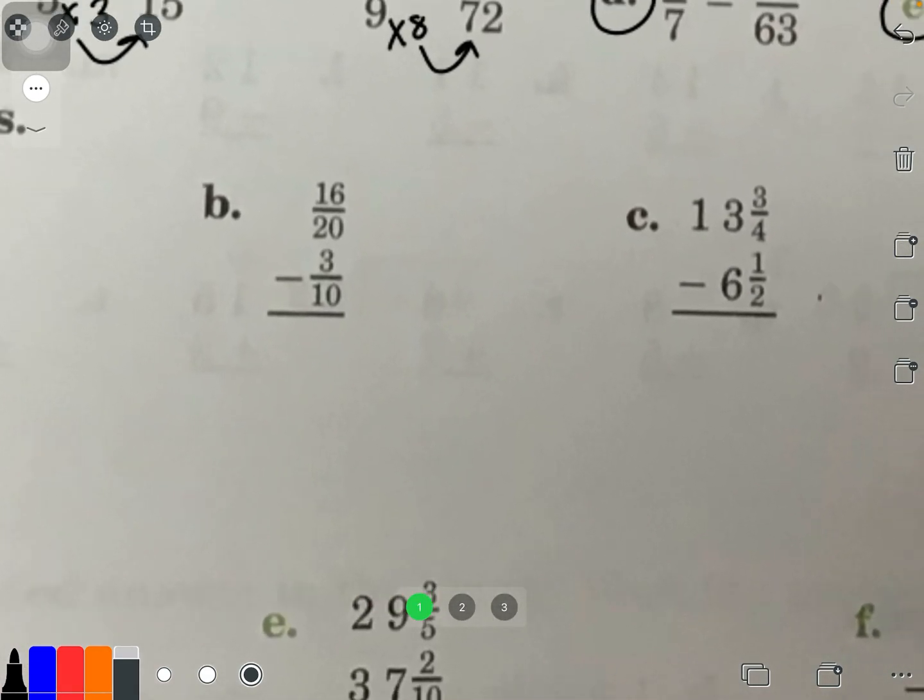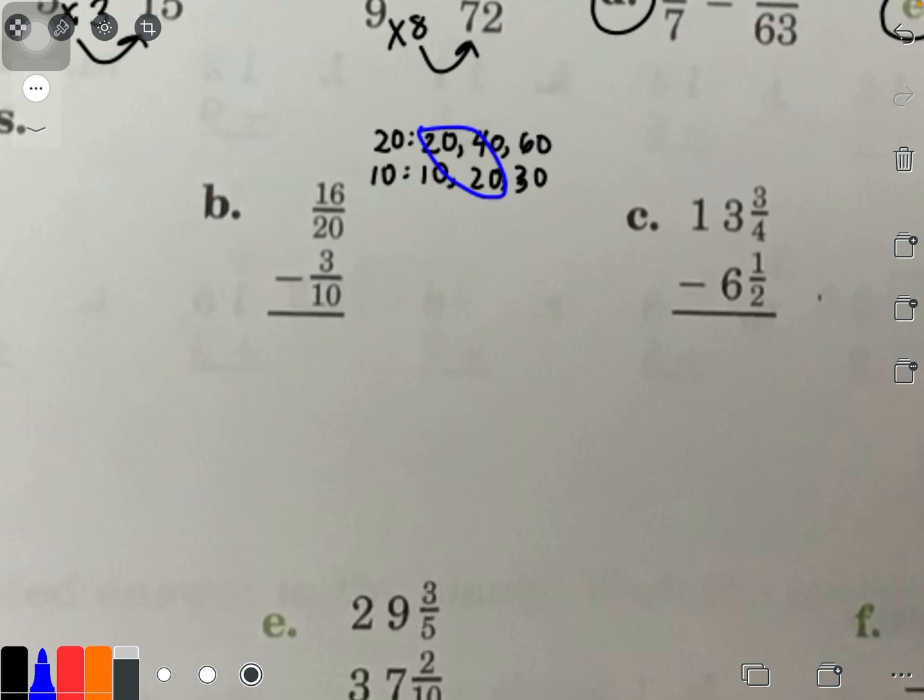So letter B, I look at the fractions and I look at the denominators. They are different. So I have to find their LCD. On scratch paper, I've got 20, 40, 60, and then I've got 10, 20, 30. But as you can tell already, the number they have in common is 20. So let me erase this because I don't need it anymore. I'm going to put 20 right here.